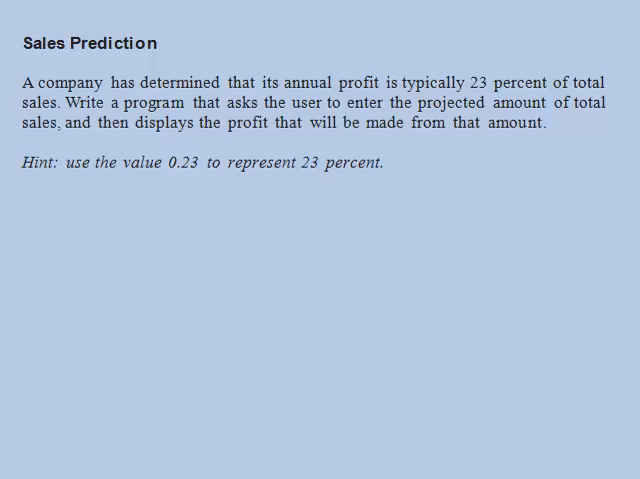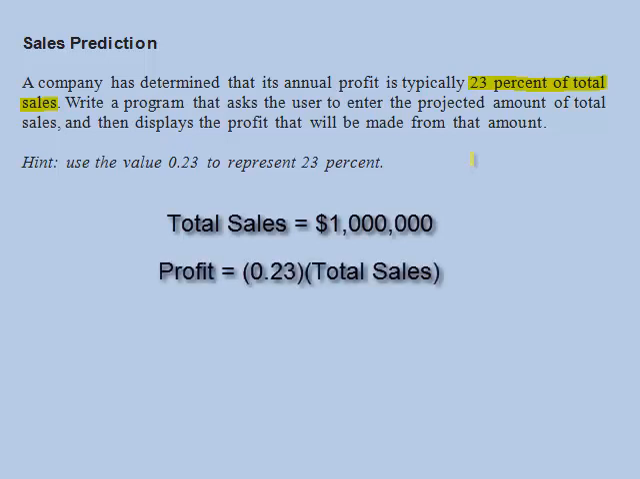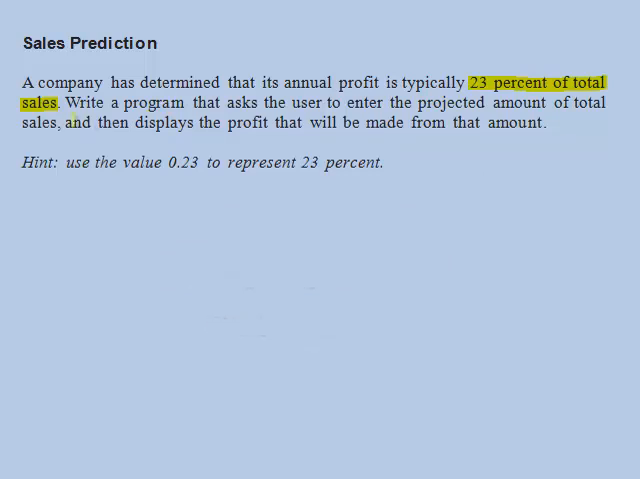Hi there, in this video we're going to look at the sales prediction programming problem from your textbook. The problem tells us that a company has determined that its annual profit is typically 23% of total sales. In other words, if the company's total sales are $1 million, then the profit would be 23% of that, or $230,000. So in this program, you're going to ask the user to enter the projected amount of total sales and then display the profit that will be made from that amount.